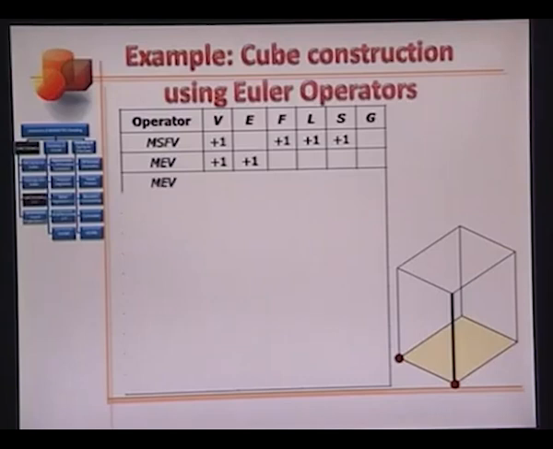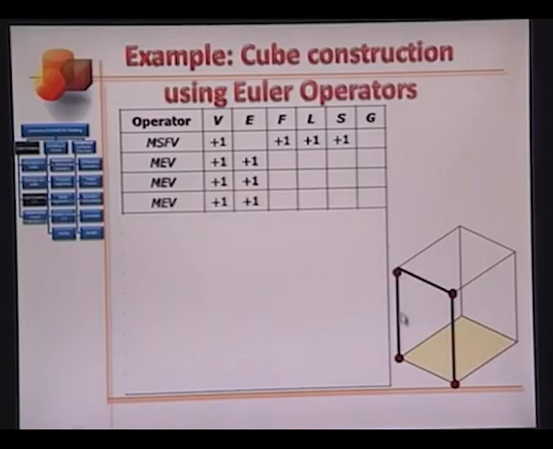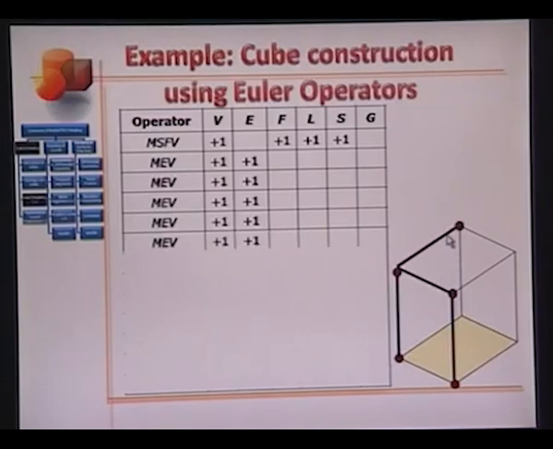The third step, once again, make an edge and a vertex. The number of vertices and edges increase by 1 each. This is the new edge and a new vertex introduced. Next step, make an edge and a vertex again. The next step, make an edge and make a vertex. Once again, make an edge and make a vertex.